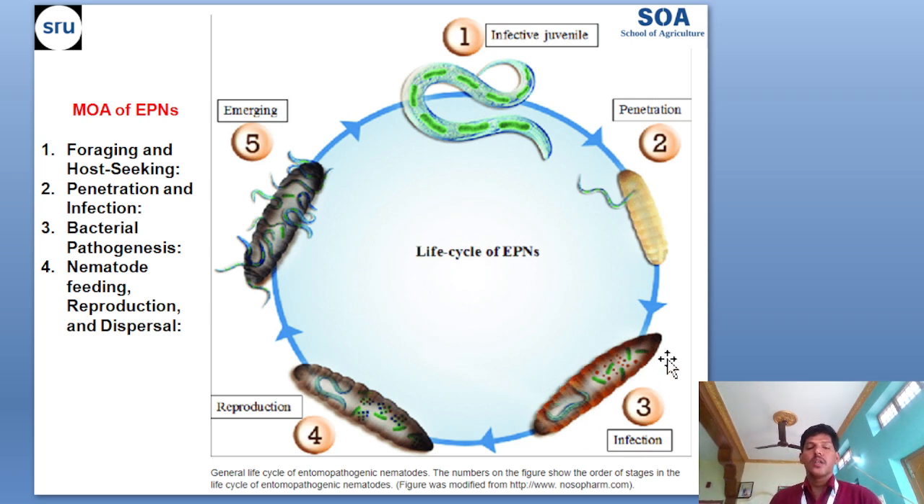Inside this host, the bacterial pathogen releases toxins and other toxic enzymes that cause pathogenesis, that cause disease in the host insect and eventually kill them. On this dead and decaying host, the nematode feeds, grows, reproduces, and produces progeny, and this progeny will disperse to attack the next new host.